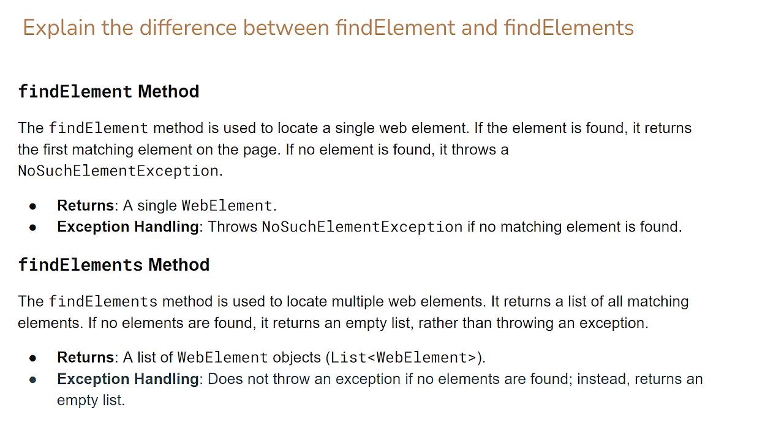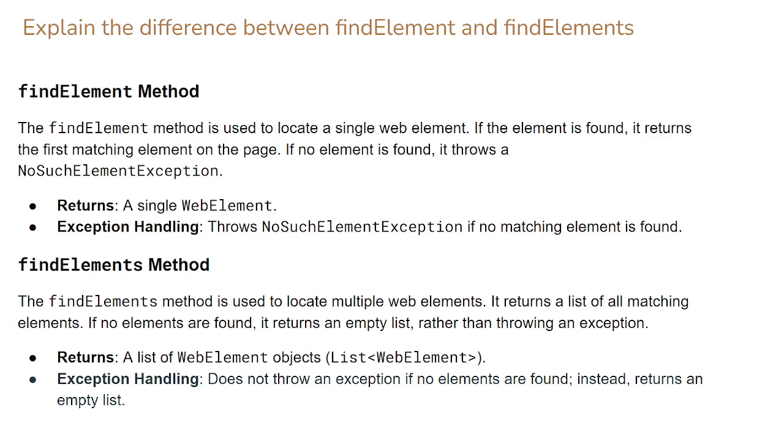Now, what is the purpose of the find element method? The find element method is used to locate a single web element. If the element is found, it returns the first matching element on the page. Now, what happens if the element is not found? If the element is not found, it throws a no such element exception.